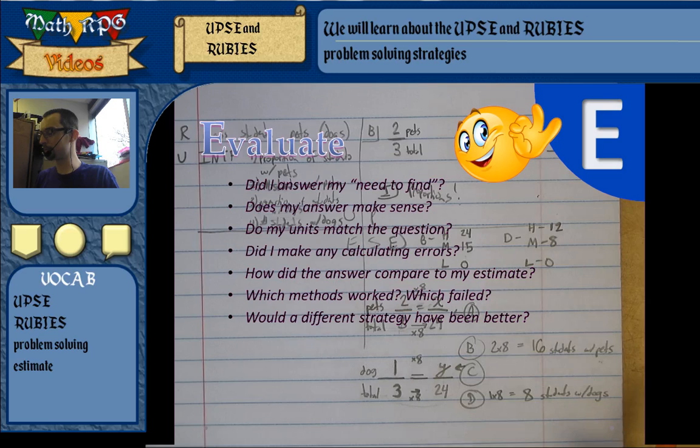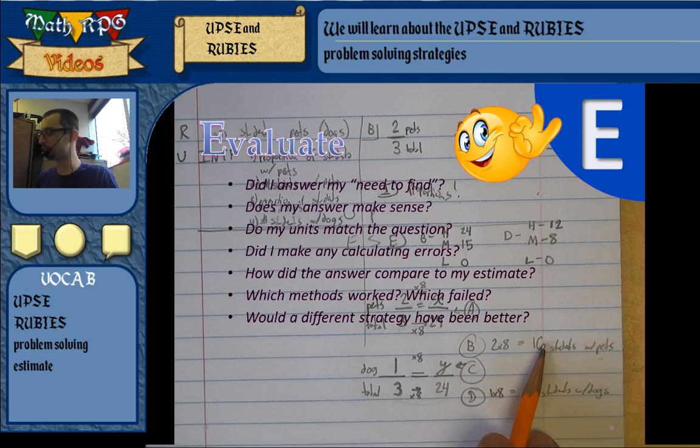Could I have done something different? That's a good question to ask. Maybe part D, look at this, I could have done that easier. Part D was how many students with dogs. I could have just gotten half of my answer from part B, right? So instead of working out my proportion, I could have just gotten half of 16 is 8. So that might have been better.